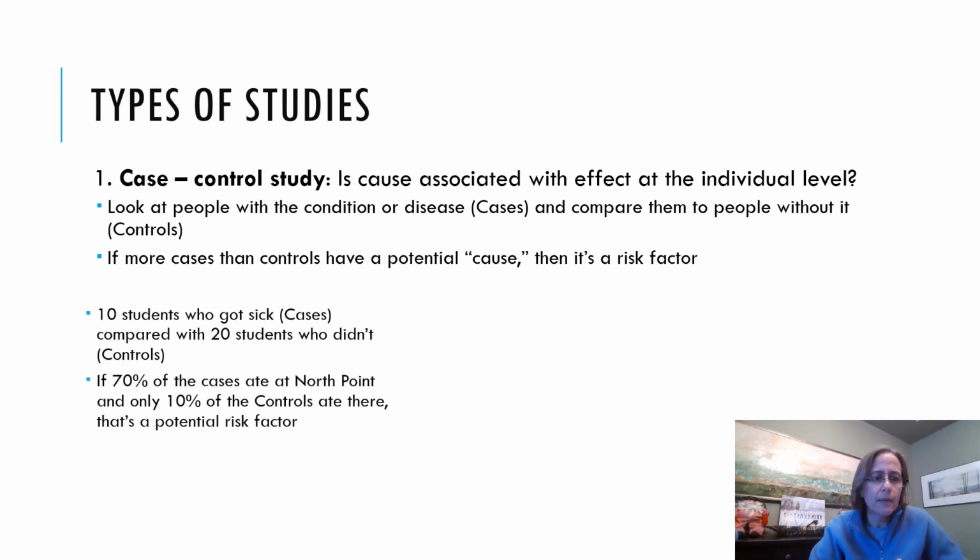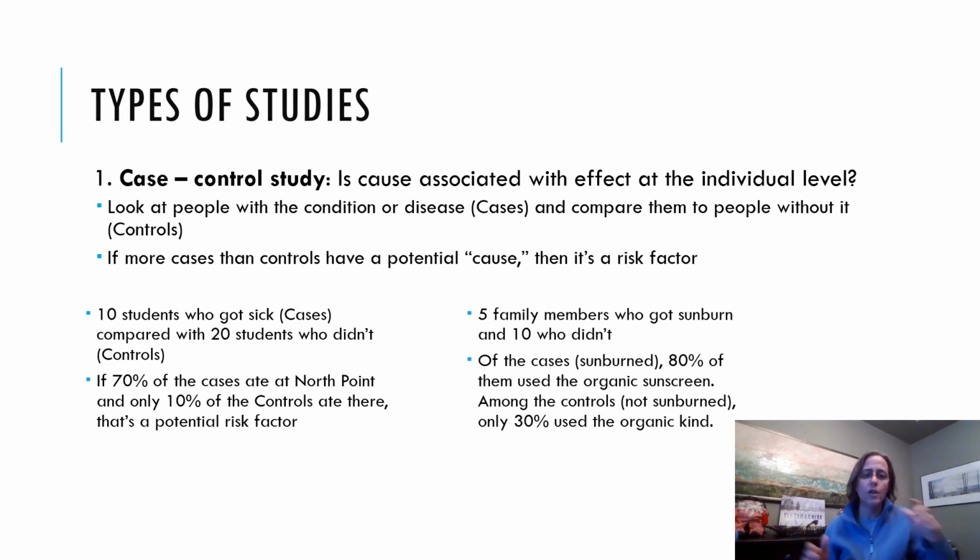So, for example, if we have 10 students who got sick compared with 20 students who didn't with some type of vomiting illness, and 70% of the people who got sick ate at North Point, but only 10% of the controls ate at North Point, well, that's a potential contributory cause, right? It's a group association that we see, it's more common in the people who got sick than it is in the people who didn't.